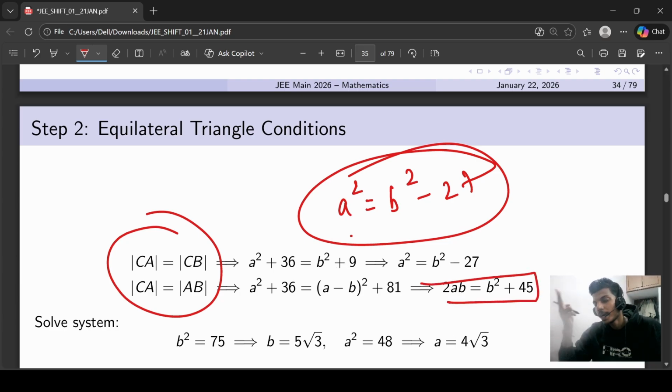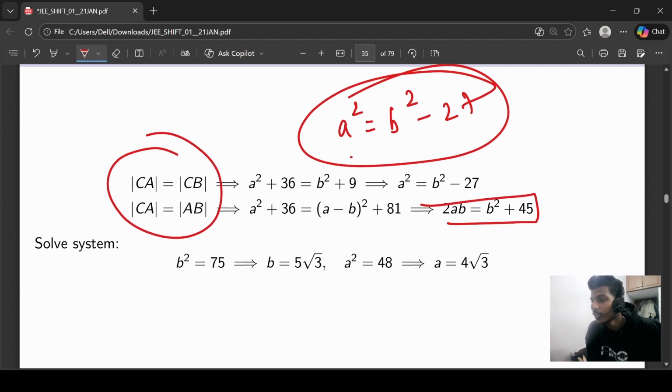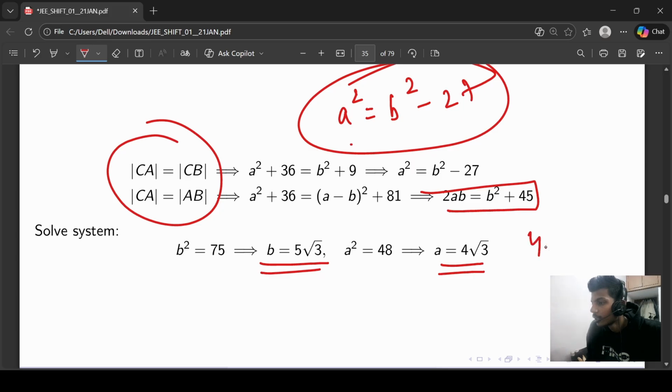So we have two equations, we have two variables. I can simply find out the value of both the variables, right? And the values of the variables came out as B is equal to 5 root 3 and A is equal to 4 root 3, right? Now we have both the points, that is 4 root 3 comma 6, and the second point is 5 root 3 and minus 3. Yes, we have both the points as of now.